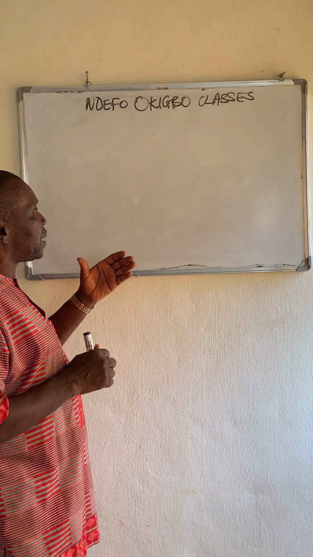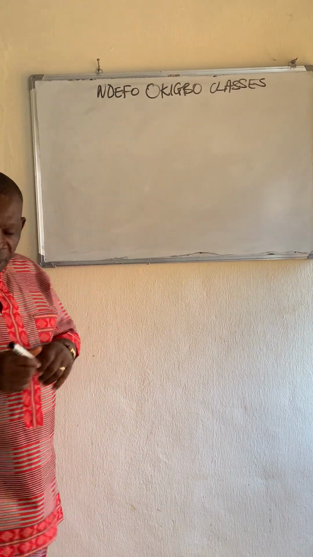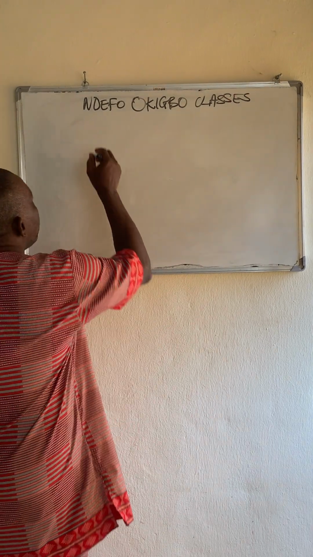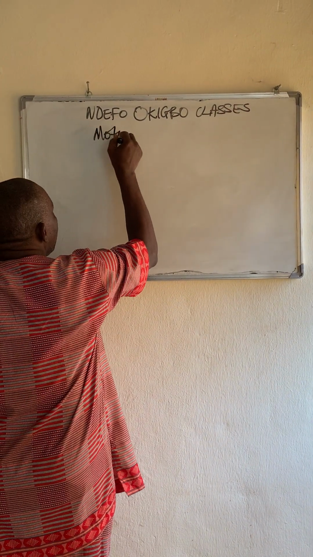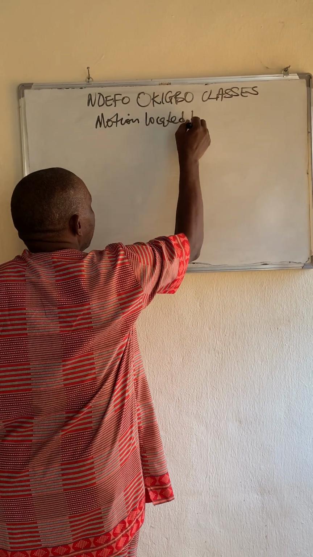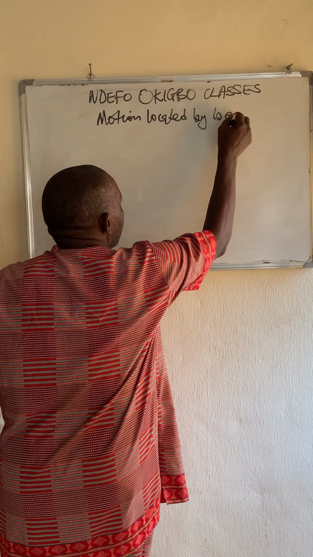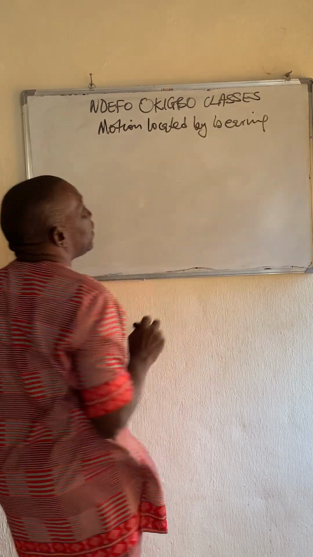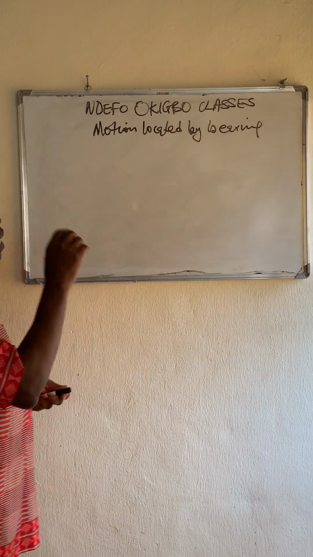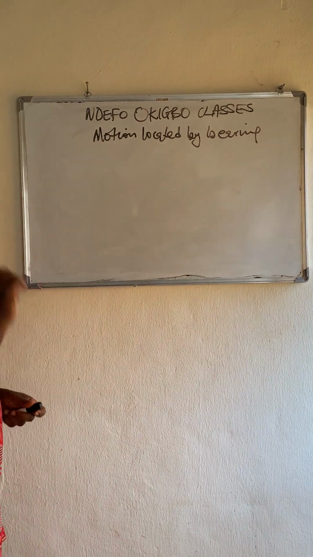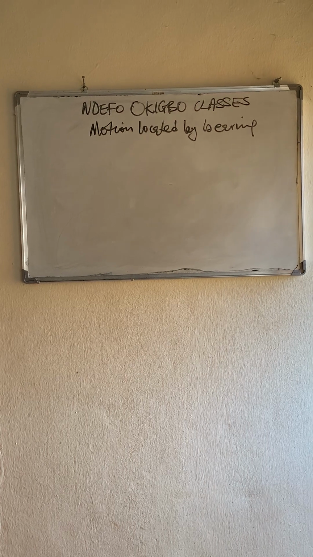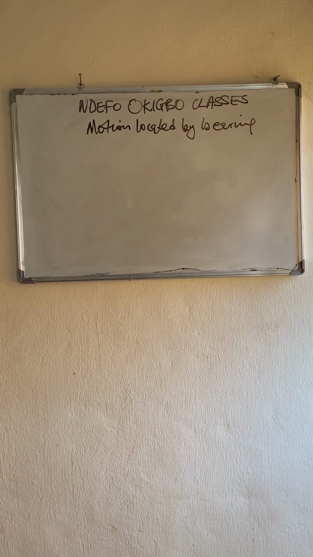So in looking at this, we want to talk about motion that is located by bearing. That is, using bearing to indicate the location of the object that is moving. Let's take an example.